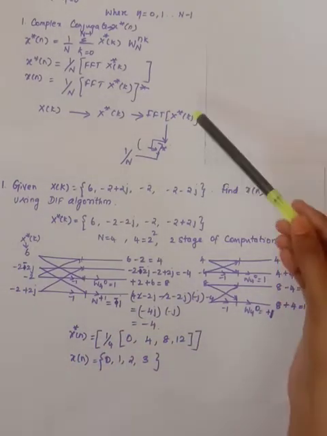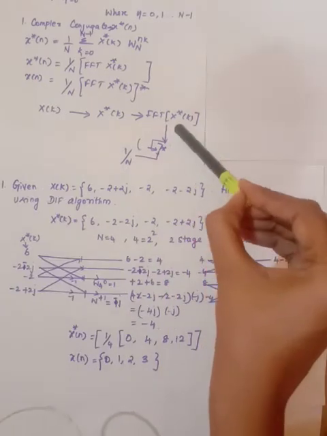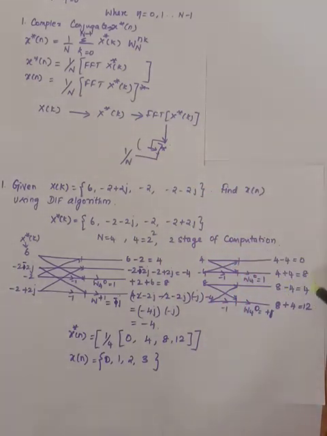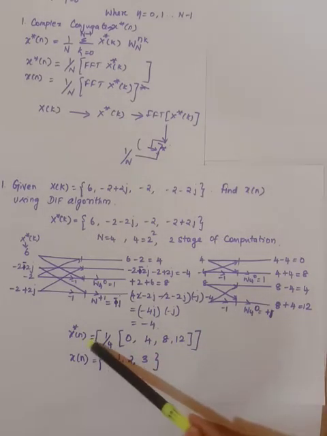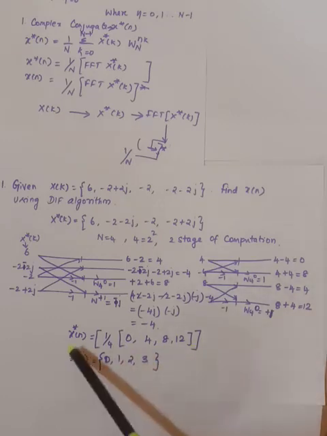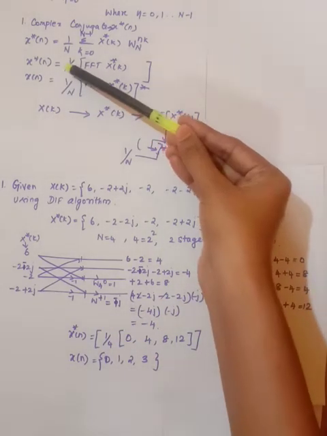Okay, so we have found this step. Next we need to take the conjugate again. Here there is no imaginary value, so there is no meaning in taking the conjugate. So what we have obtained is X conjugate of n. This is the step we have obtained.